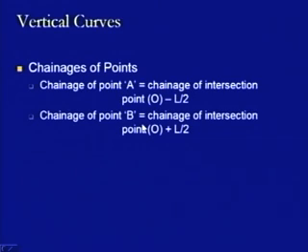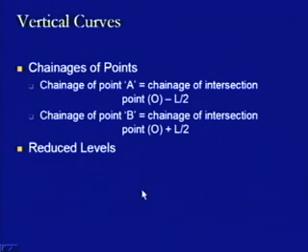Then the chainage of point B will be in the forward direction, and that is why it will be the chainage of the intersection point O plus L by 2. So, this is the chainage. Chainage means the distance. So, we are coming back in this direction to the point A from point O, but in the case of point B, we are going forward. That is why here it is taken as negative and this is taken as positive.